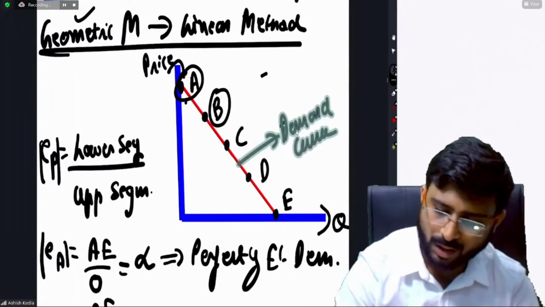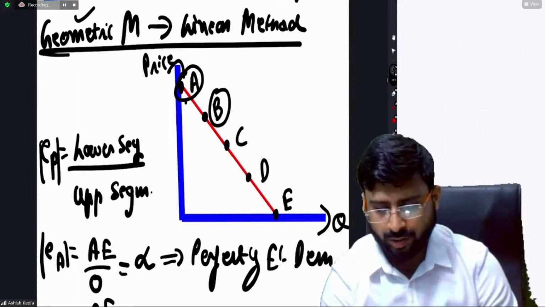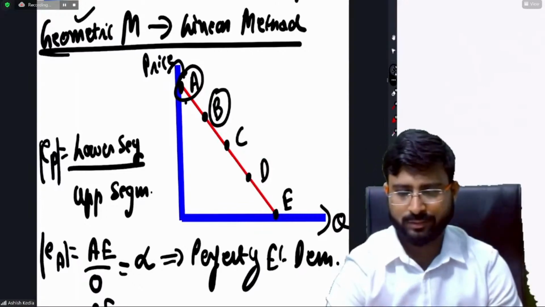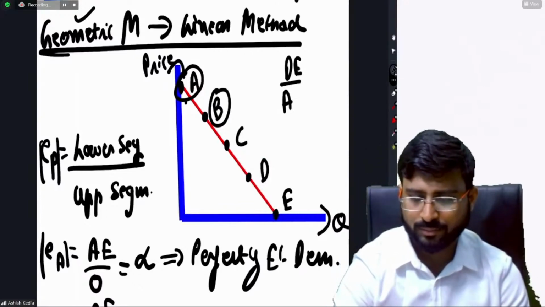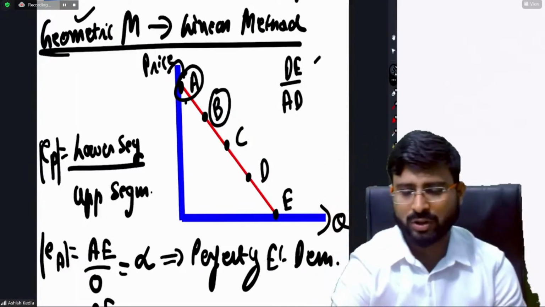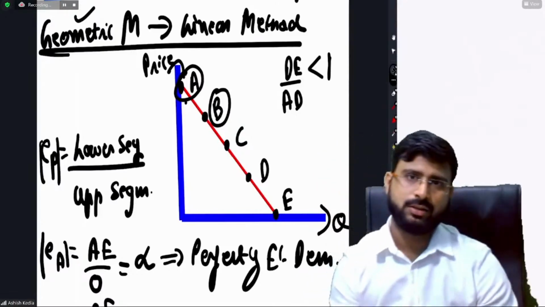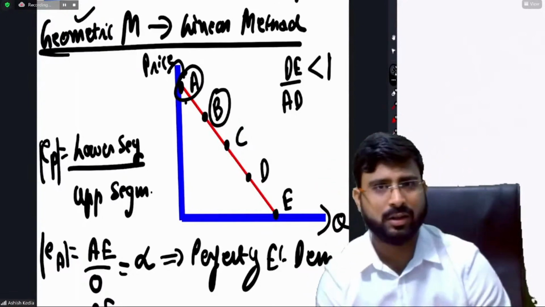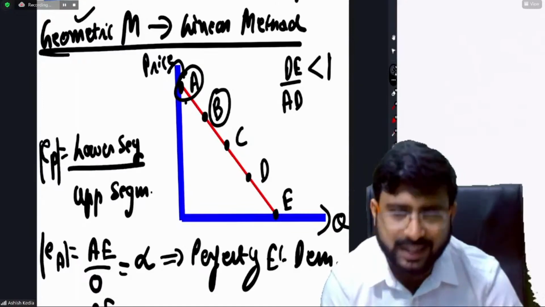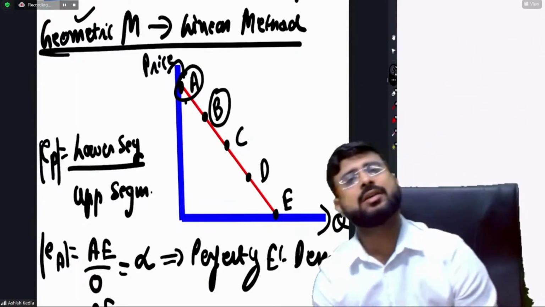Now everyone, again, from point D you see, downwards by upwards. So DE by AD. Now DE is smaller than AD. So the fraction is less than 1. This is a case of relatively inelastic demand.